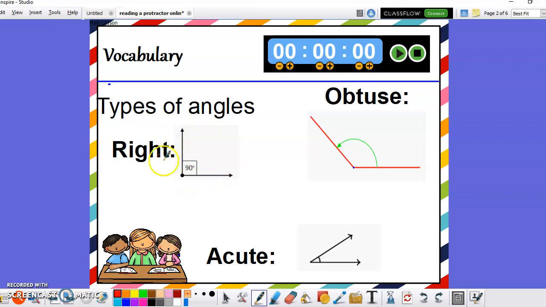We have a right angle that measures exactly 90 degrees. We have an obtuse angle that measures greater than 90 but less than 180 degrees. And then we have an acute angle, which is the smallest one, and it measures less than 90 all the way to 1. And we also have a straight angle, which is just a straight line, and that measures 180 degrees.